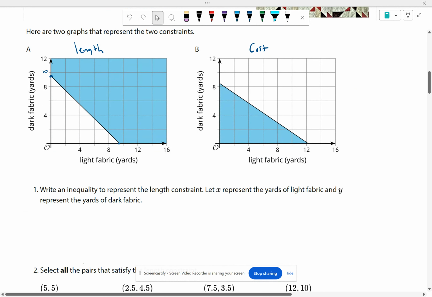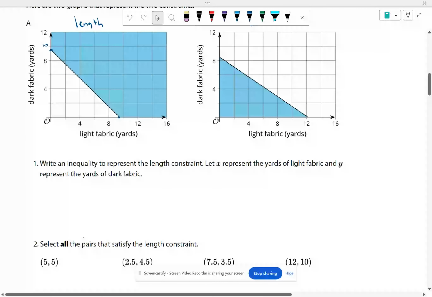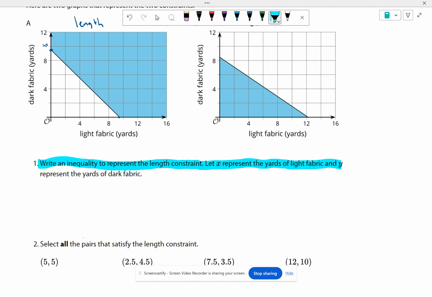Write an inequality to represent the length constraint. Let x represent the yards of light fabric, and y represent the yards of dark fabric. So we know that the total has to be over 9.5. If I just do x plus y, light plus dark, that has to be greater than or equal to 9.5.